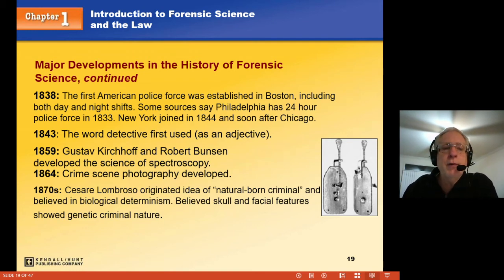1843 was the first time the word detective was used. It's a very common word now. Then we go back to spectroscopy, which I'll talk about later in the class, photography. The idea of the natural born criminal is a little over 100 years old. And this is because a guy named Cesare Lombroso, I believe he was Italian. I can't remember now. Why can't I remember where he's from?